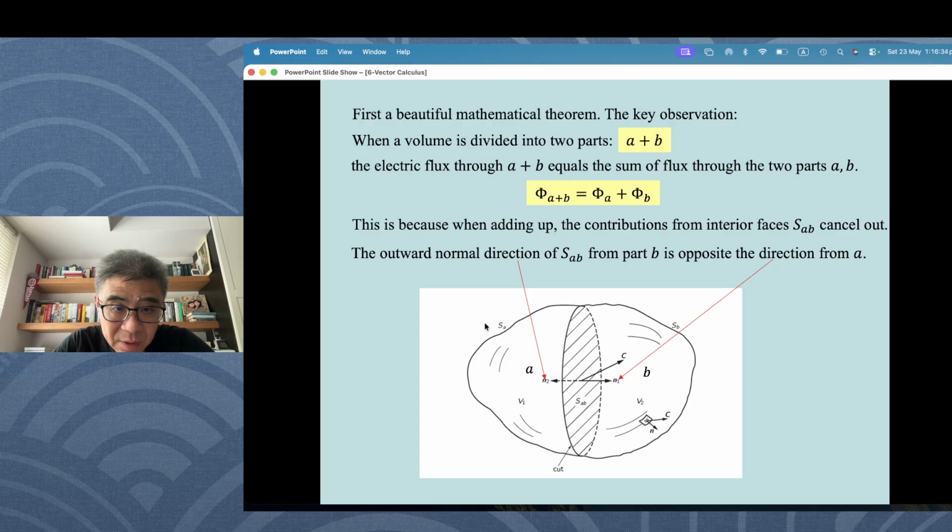What is left is only on the outer surface. By outer surface, I mean here and here. Remember, here and here, put together, is just the surface of the original region, right? Therefore, I can say for sure the electric flux from A plus B through this whole surface is equal to phi A through this surface plus phi B through this surface. Again, that's because the contributions from the middle interface, the intersection, cancel each other. So it is a tremendous observation. You have to remember it at every step of our derivation.